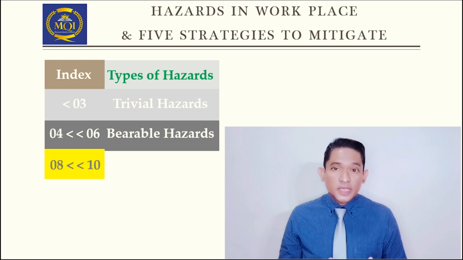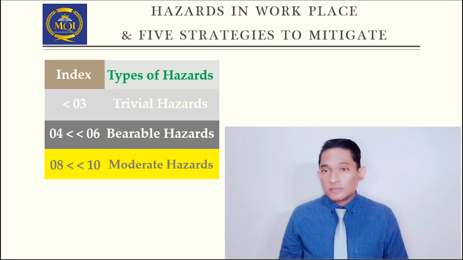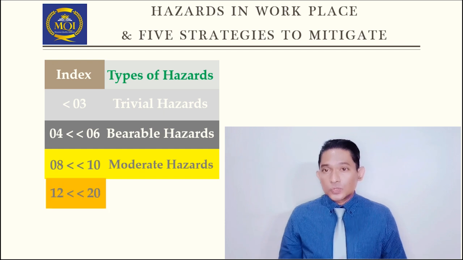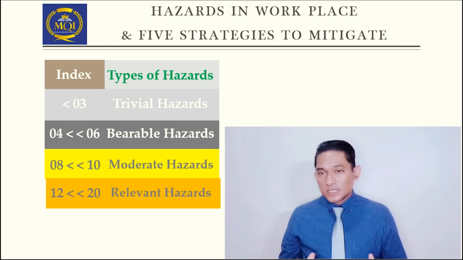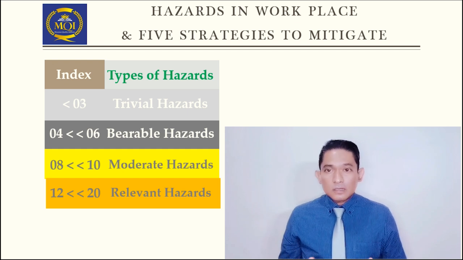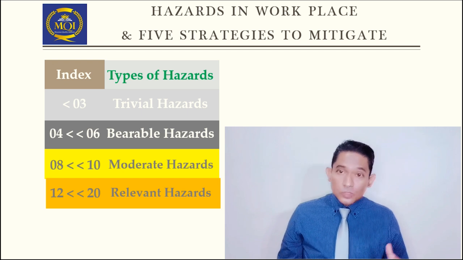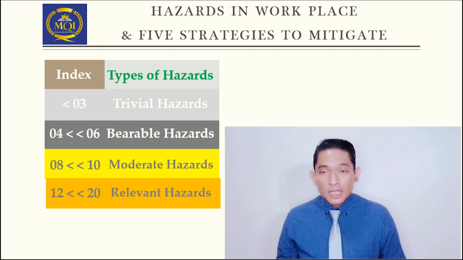If the index value is between 8 and 10, it requires predictions and definitions of terms and responsibilities for the implementation of preventive actions. If the index value is between 12 and 20, it can be classified as a relevant hazard. In this state, if the work is an ongoing process and the hazards are controllable, the work may continue under continuous monitoring. But if the hazards are uncontrollable, the work shall be interrupted until the preventive actions are successfully carried out.